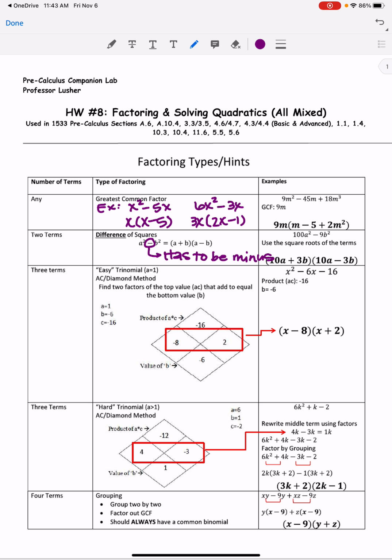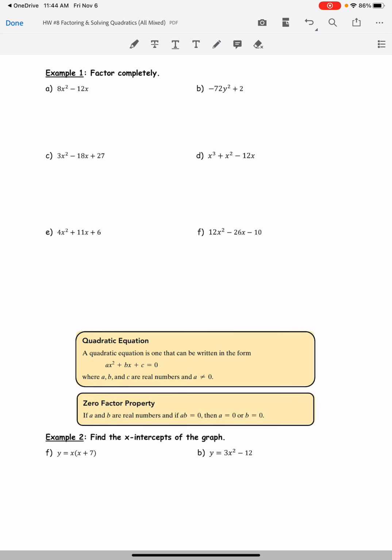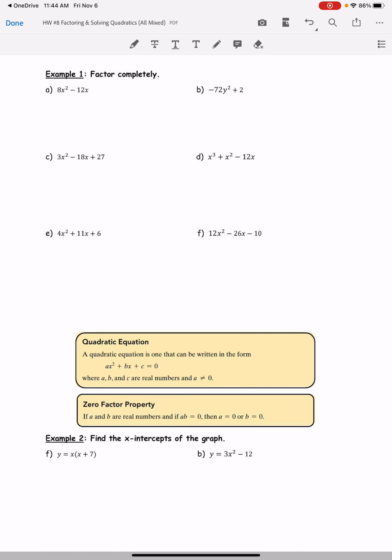Okay, so now that we've kind of reviewed everything, we've got 8 examples down here, and then that will be it. So factor completely. On A, first thing you're always looking for is a GCF. What can I divide into 8 and 12? That's going to be 4. And then you have an x squared and an x. You can take out an x in both. So now divide. 8 divided by 4 is 2. X squared divided by x is x. Let me move this down some.